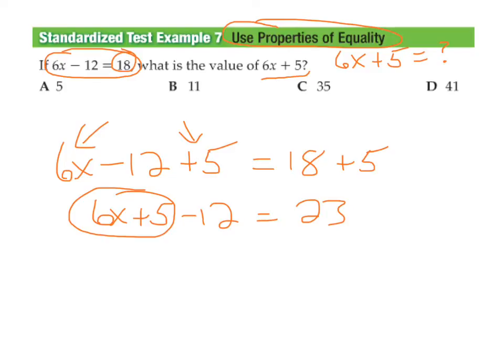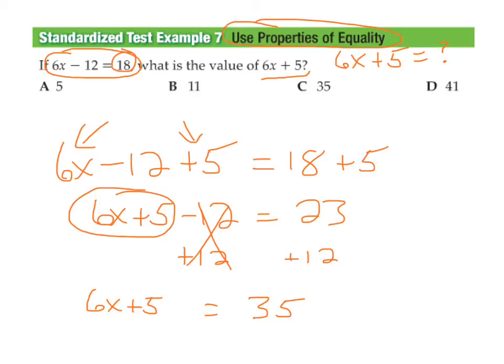And to do that, I need to get rid of my minus 12. Well, how do I get rid of minus 12? How do I undo subtracting 12? Well, if I'm subtracting 12 on the left and I want to undo that, I'm going to do the inverse operation. I'm going to add 12. And if I add 12 on the left, then I also need to add 12 on the right. This minus 12 plus 12 becomes 0. I'm left with 6x plus 5 on the left-hand side of my equation. And I'm going to end up having that equal to 23 plus 12, which is 35.